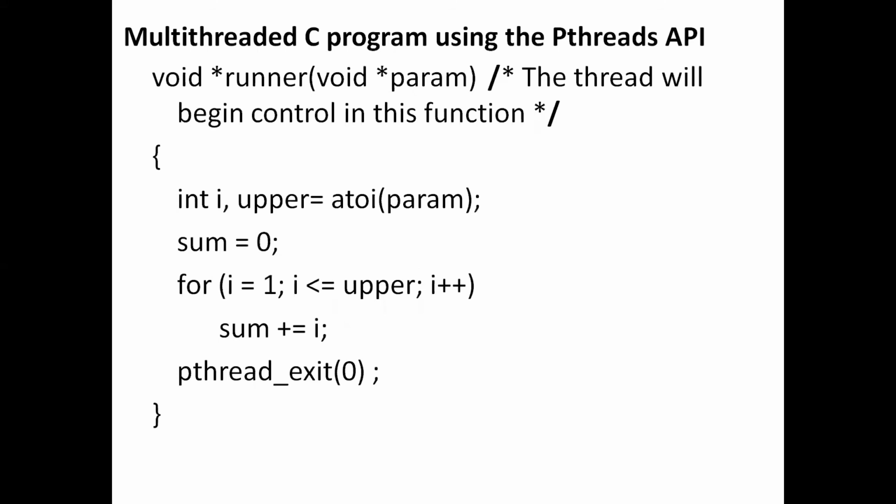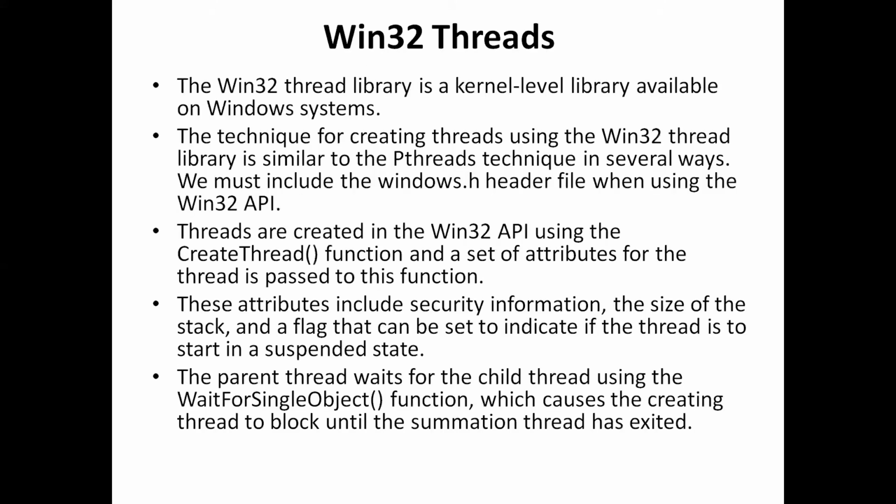Understood, right? Next is Win32 thread. The Win32 thread library is a kernel level library which is available on Windows systems.